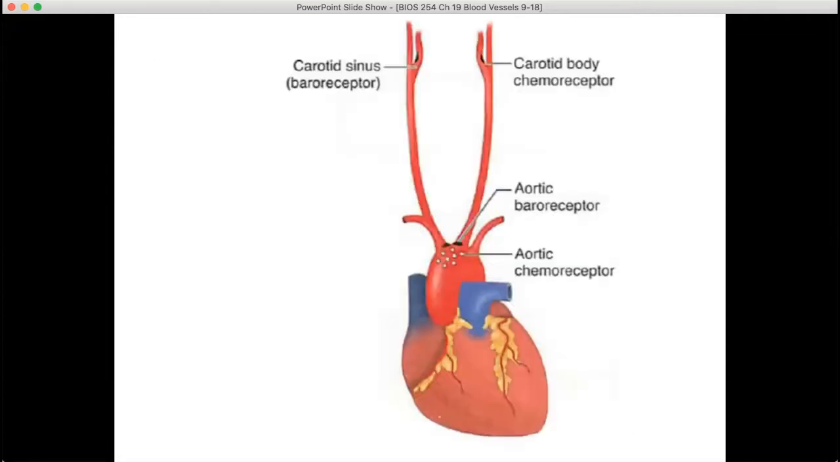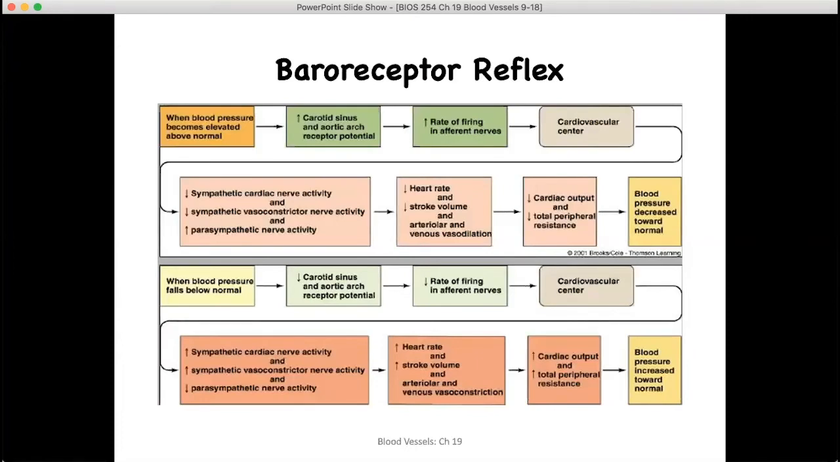In this illustration, on the left, you can see the baroreceptors in the carotid sinus. You can also see the baroreceptors in the aortic arch. We'll talk about the chemoreceptors later. Let's go over how the baroreceptor reflex works. Keep in mind that baroreceptors are stretch receptors. What will stimulate them is an increase in blood pressure. So let's begin there. When the blood pressure becomes elevated above normal, the stretch receptors will fire. So the carotid sinuses and the aortic arch receptors will fire, and these are your baroreceptors.